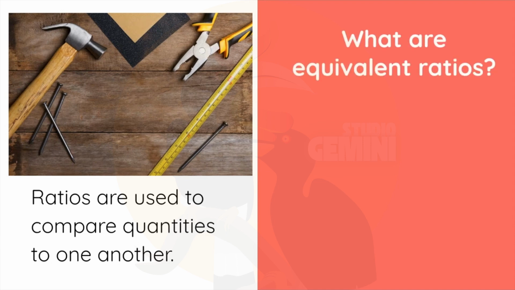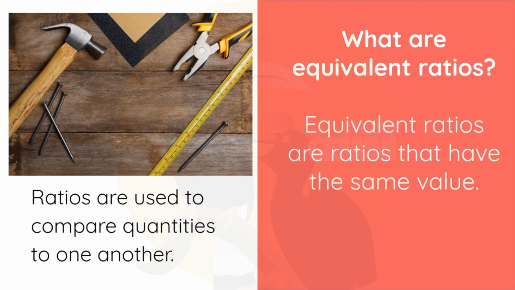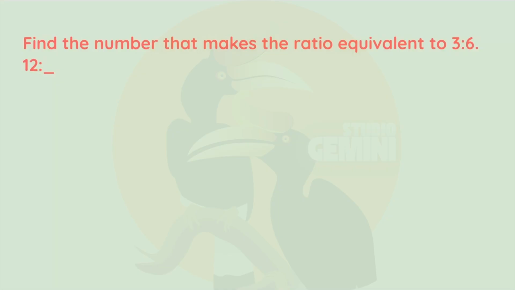What are equivalent ratios? Equivalent ratios are ratios that have the same value. We will look at a few examples to see how to find and write an equivalent ratio. Find the number that makes the ratio equivalent to 3 to 6. Here, we need to complete the ratio 12 to blank to make it equivalent to, or have the same value as, 3 to 6. To write an equivalent ratio, you either multiply or divide both numbers in the ratio by the same value. Here, the first step was done for us.